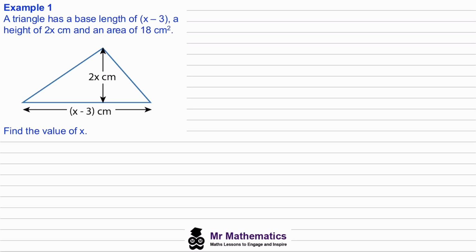We're told in question 1 that a triangle has a base length of x minus 3, a perpendicular height of 2x, and an area of 18 centimeters squared. We need to find the value of x. To begin, we know the area of a triangle is 1/2 times the base times the perpendicular height. We've been given the area of 18, so this will be 1/2 of the base, x minus 3, multiplied by the height of 2x.